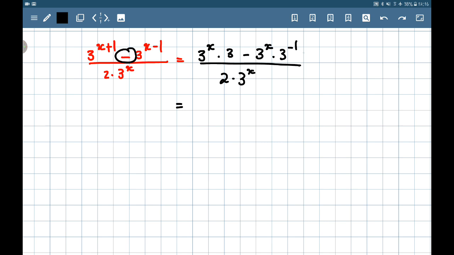Because the reason for breaking this down was what? To find a common factor. And our common factor is 3 to the power x, right? Which is going to be 3 minus 3 minus 1, all over 3 to the power x multiplied by 2. That and that will cancel.